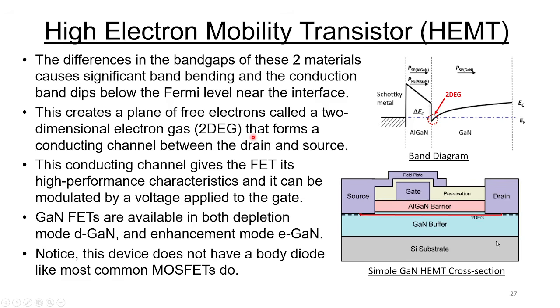And that forms a conducting channel between the drain and the source. And that conducting channel is shown down below here. Now this conducting channel gives the FET its high performance characteristic, and it can be modulated by a voltage applied to the gate. Now gallium nitride FETs are available in both depletion mode, and that would be DGaN, and in enhancement mode, that would be EGaN. Now notice this device does not have a body diode like most common MOSFETs do. It's just the interface between two dissimilar materials, again a heterojunction, but there's no body diode.